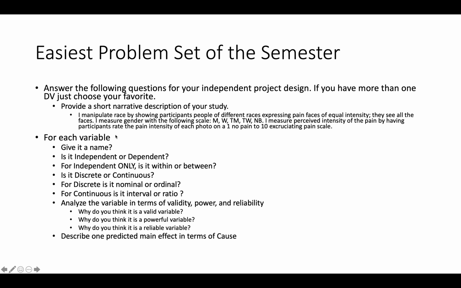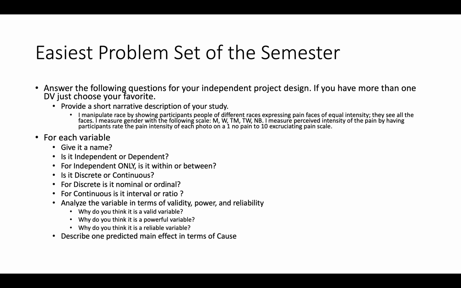All right, so for each variable, you've got to give it a name. So I have two variables here, and you all have an independent and a dependent variable. So give it a name. My first one is patient race. Is it independent or dependent? It's independent. For independent only, is it within or between? Well, it's within because they see all the faces. I gave a little clue there. Is it discrete or continuous? Well, that variable is actually discrete. It's my grouping variable, target race. For discrete, is it nominal or ordinal? Nominal. That's mostly going to be nominal. For continuous, is it interval or ratio? Well, it doesn't include 0, so it's interval.